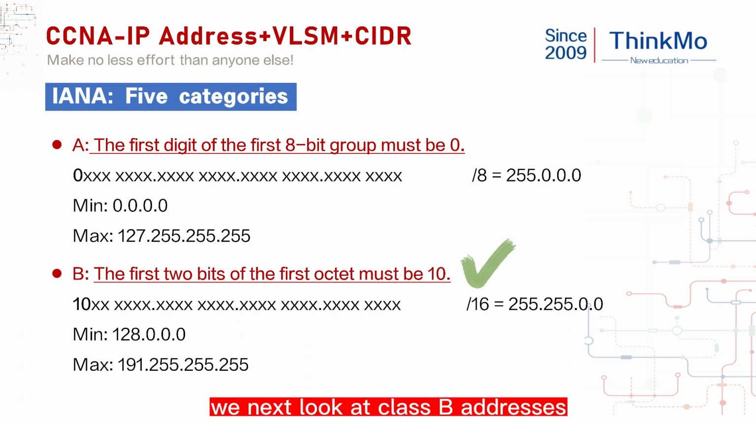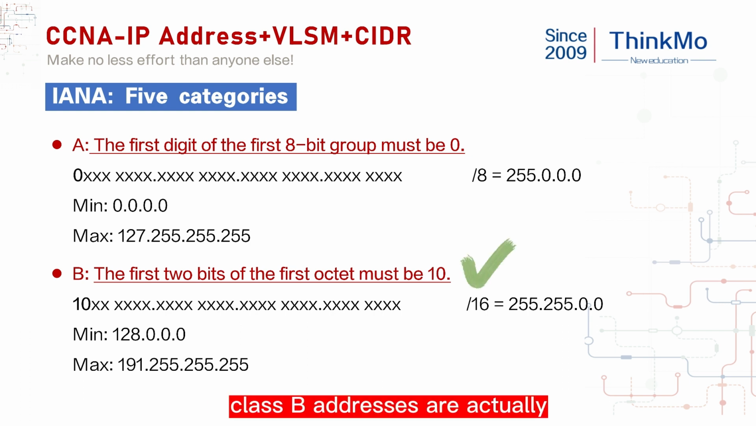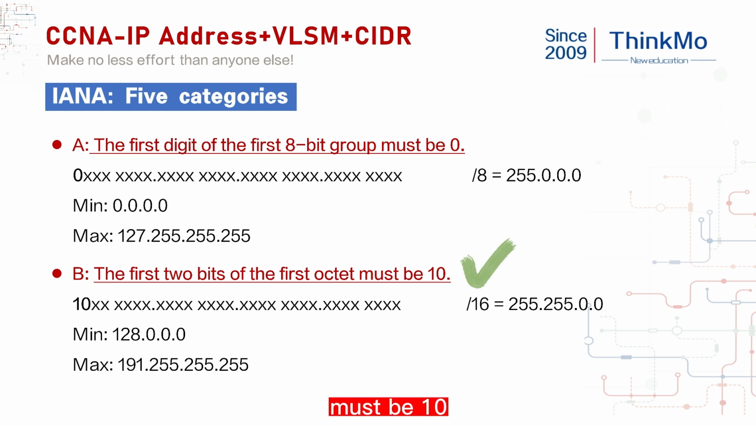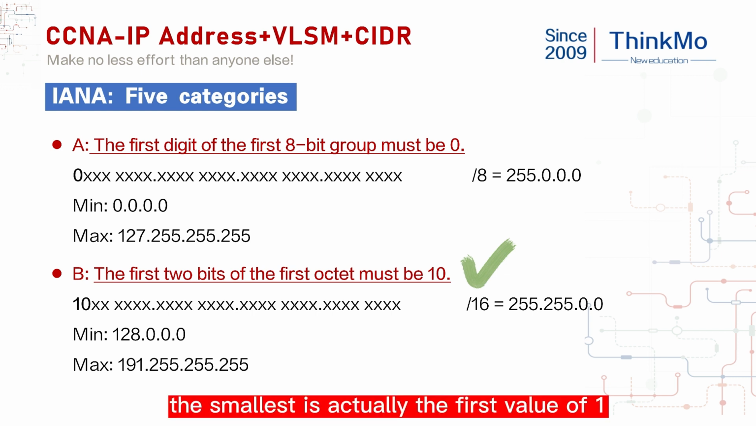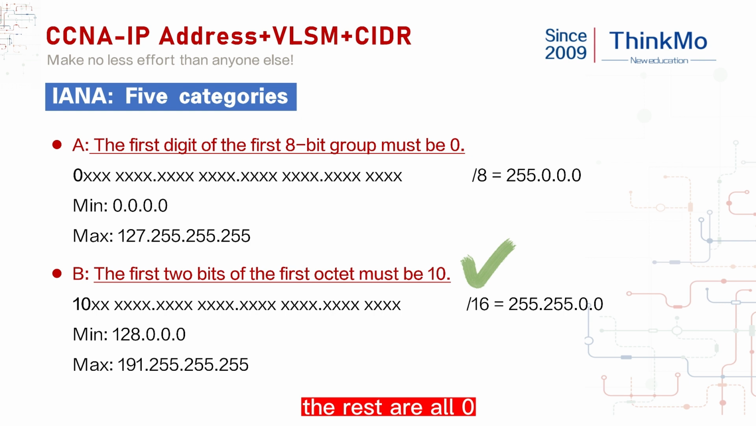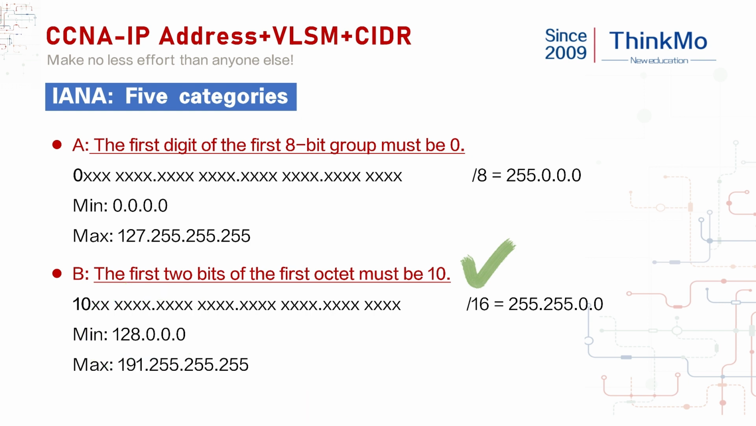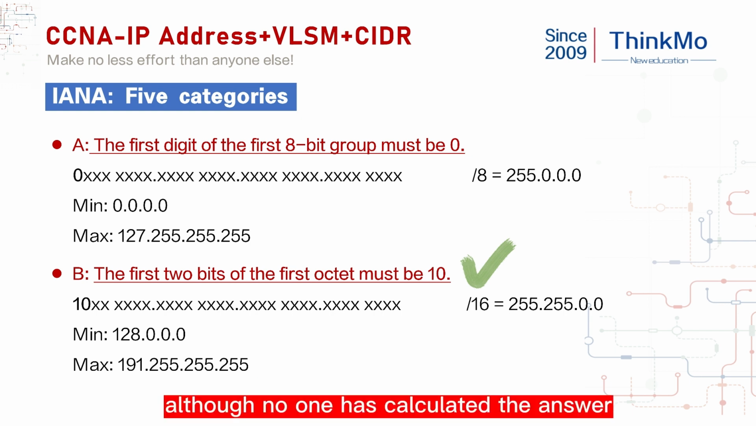Okay. We next look at Class B addresses. Class B addresses are actually similar to Class A addresses. It specifies that the first 2 bits of the first octet must be 10. The minimum is 128. The smallest has the first bits as 10 and the rest all 0, which gives 128. Then the maximum is 255 minus 64, which is 191.